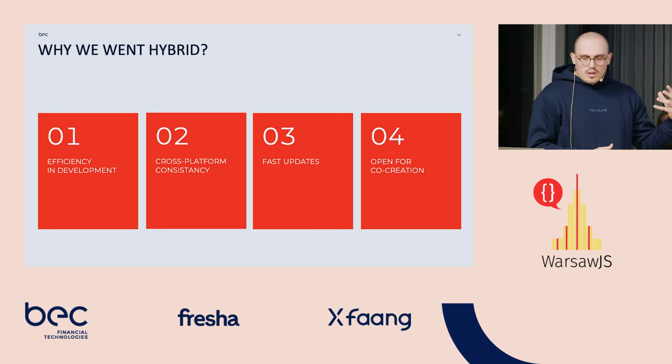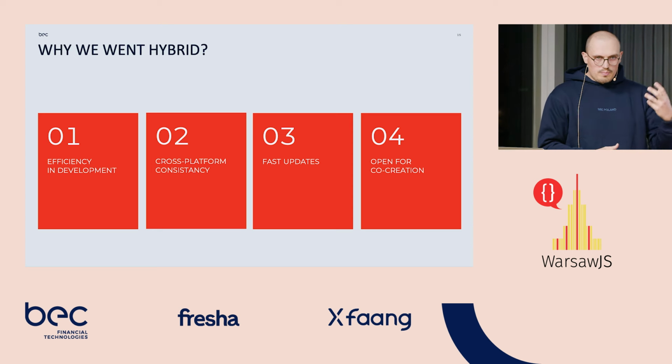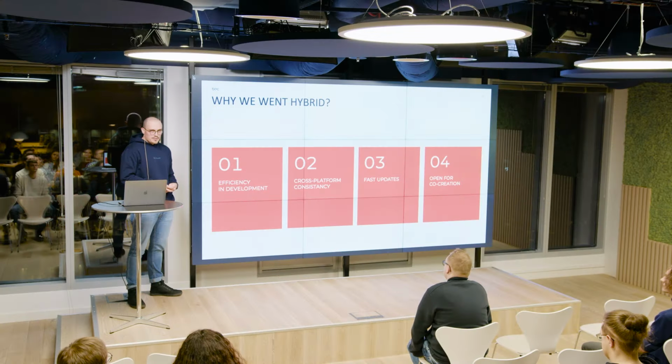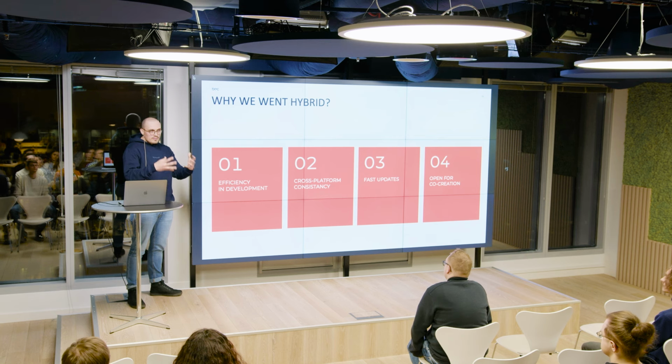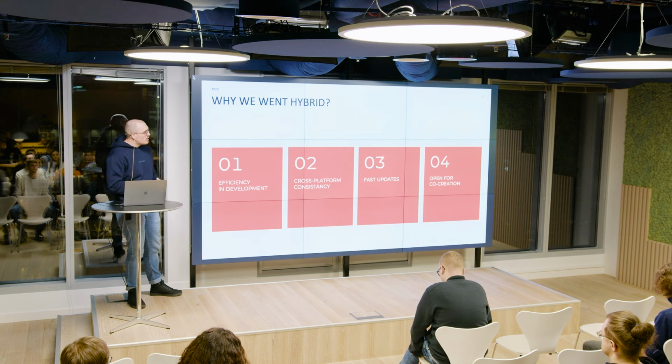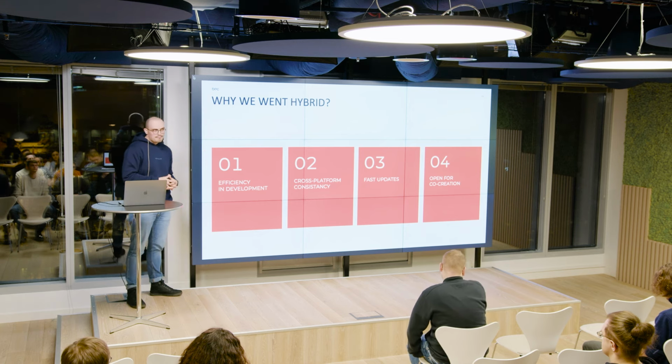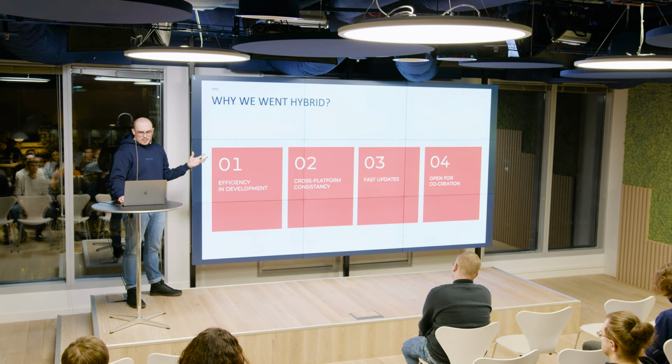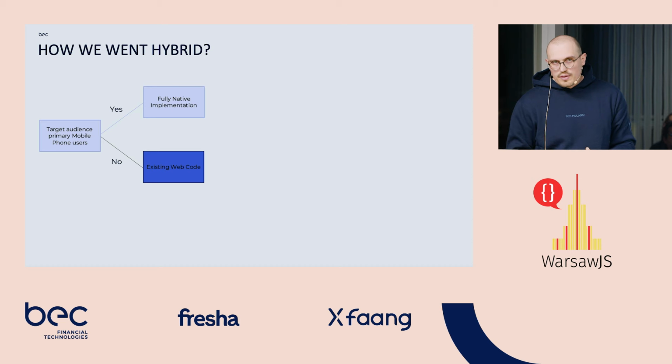For example, you can have efficiency in development. You can develop code once and deploy that to all platforms. Additionally, having code built once, you can have UI consistency between different platforms. And you can deploy fast to all platforms. For us, there was an additional thing which was very important, and it was being open for co-creation, so for third parties. Having that in mind, we started our journey with hybrid application.